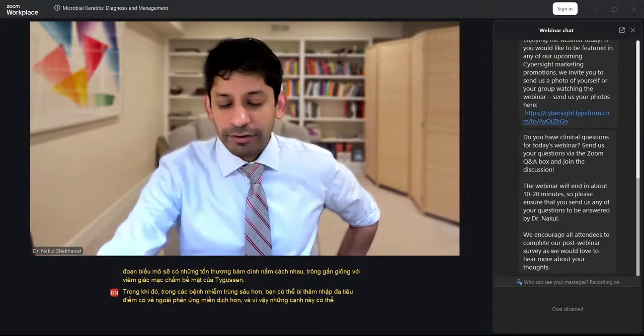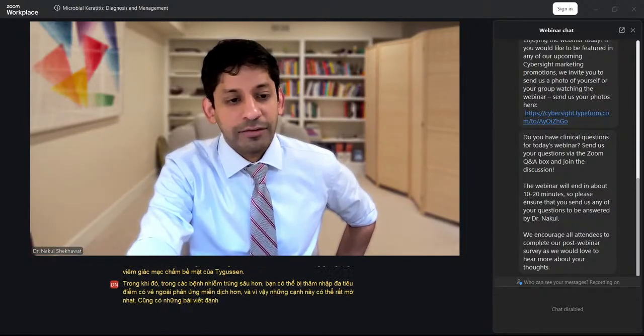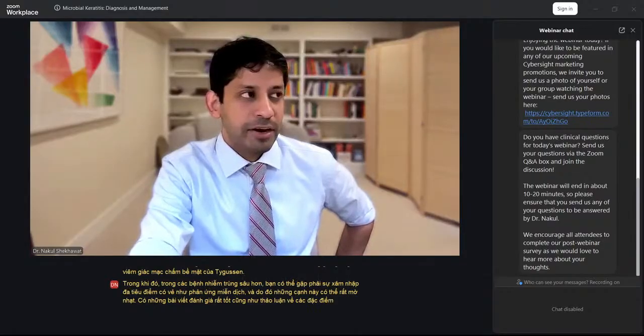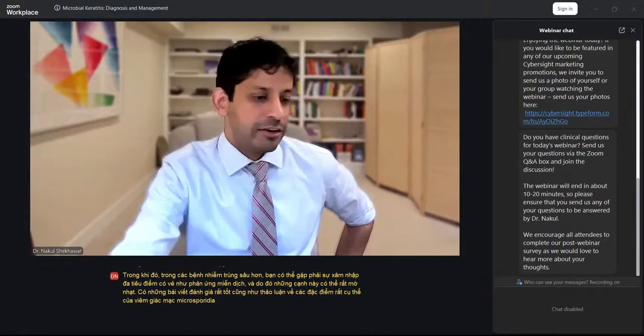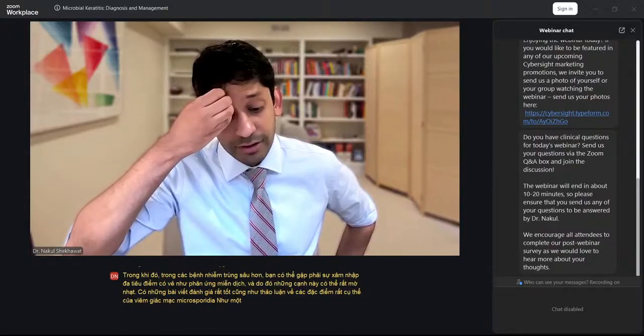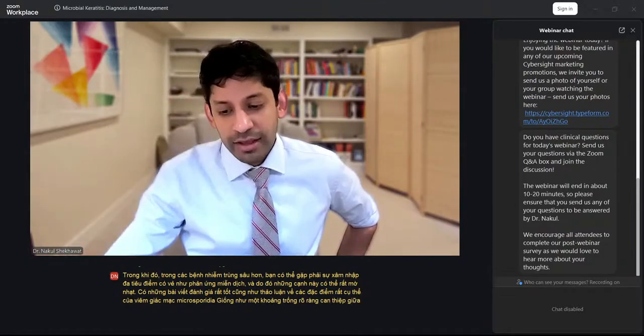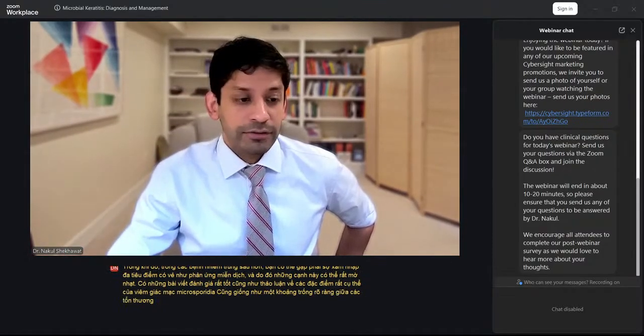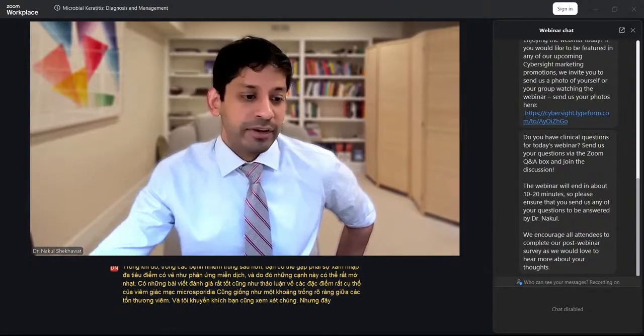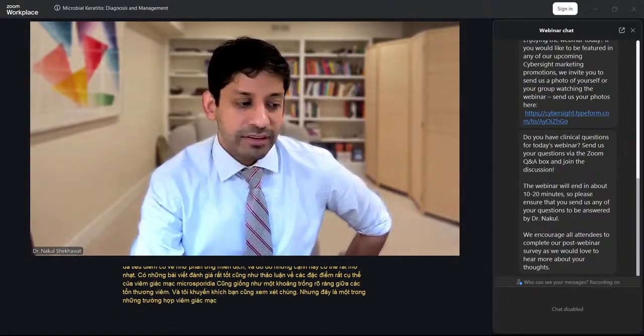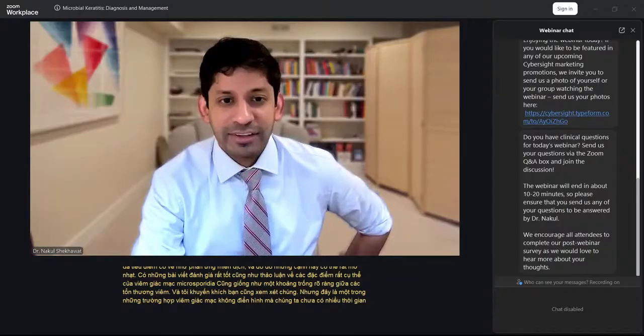There are very good review articles as well discussing very particular hallmarks of microsporidia keratitis, like an intervening clear space between inflammatory lesions as well. And I would encourage you to look at those as well. But this is one of those atypical keratitis cases that we didn't have a lot of time to get into, but that phenotype is really worth knowing.